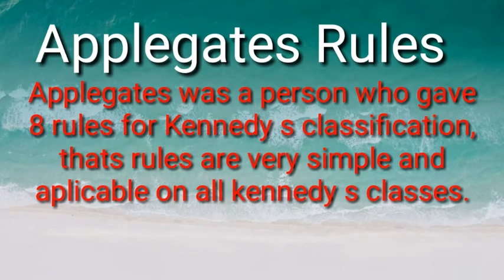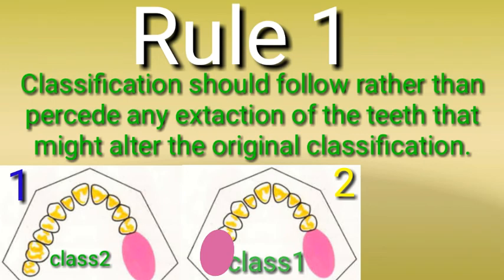Applegate's rules. Applegate was a person who gave 8 rules for Kennedy's classification. Those rules are very simple and applicable on all Kennedy's classes. Rule number 1. Classification should follow rather than precede any extraction of the teeth that might alter the original classification. Viewers, below you can see in picture 1 Kennedy class 2 and in picture number 2 Kennedy's class 1.